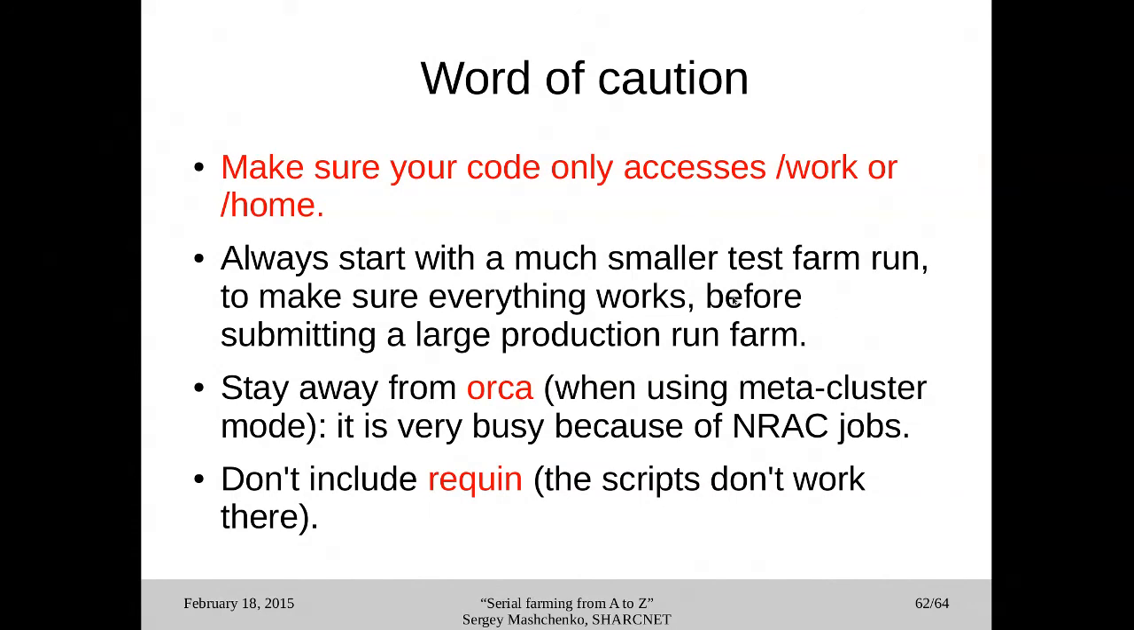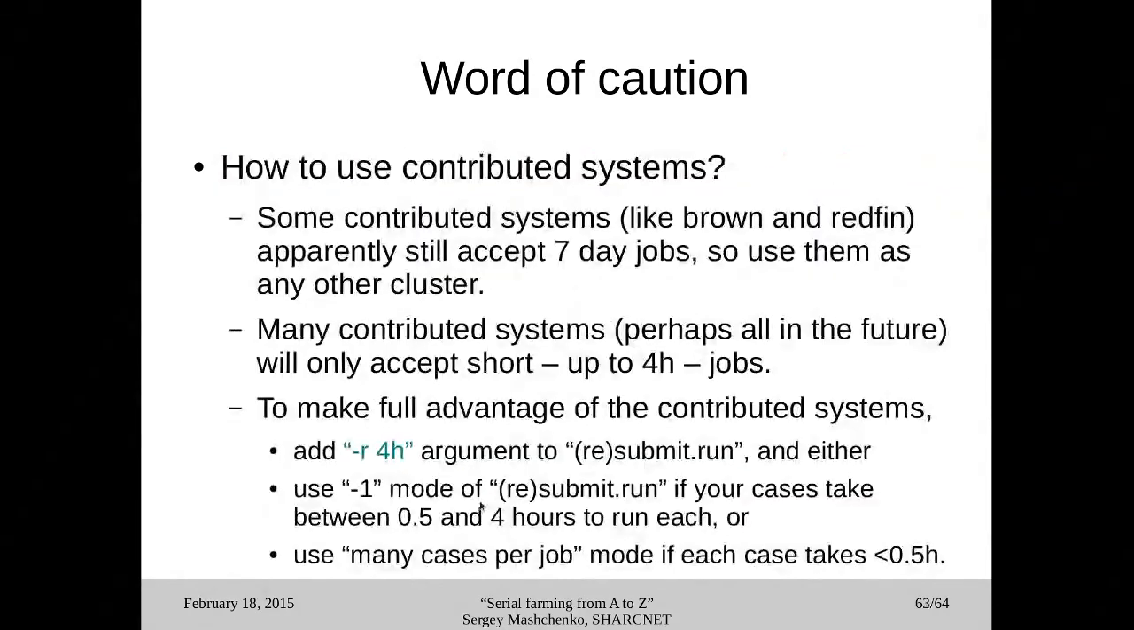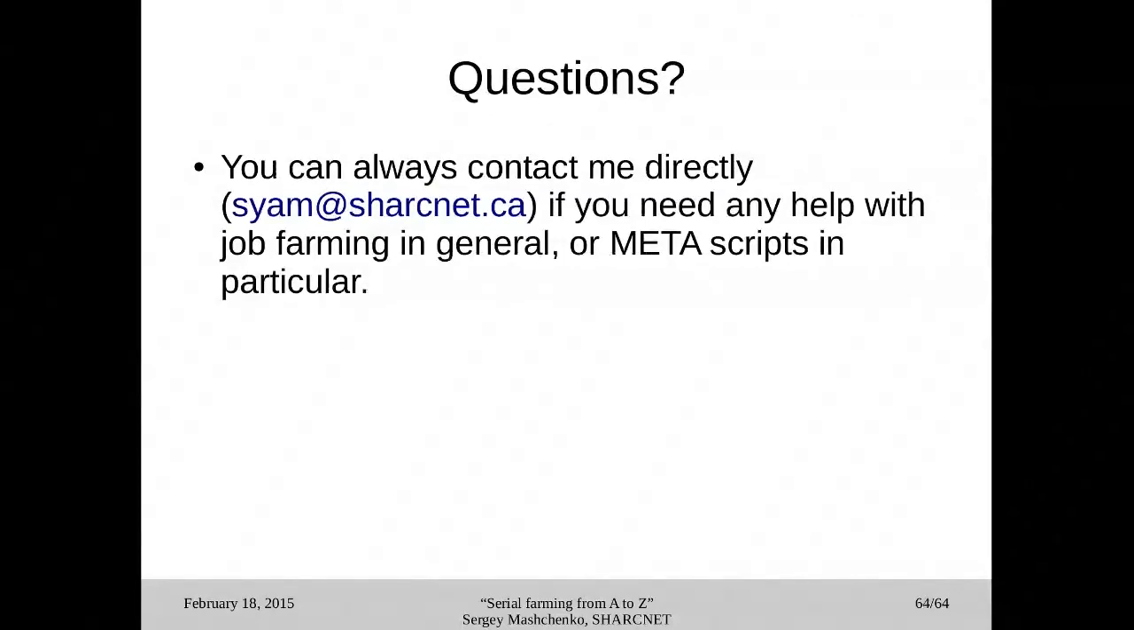As I mentioned before, please start with a much smaller test farm run. Make sure everything works. Stay away from Orca. It's not really good for serial farming and very busy because of NRAC jobs. Don't use Requin. It's not compatible. The scripts are not compatible with Requin. I don't have time to describe contributed systems. You can read it later.